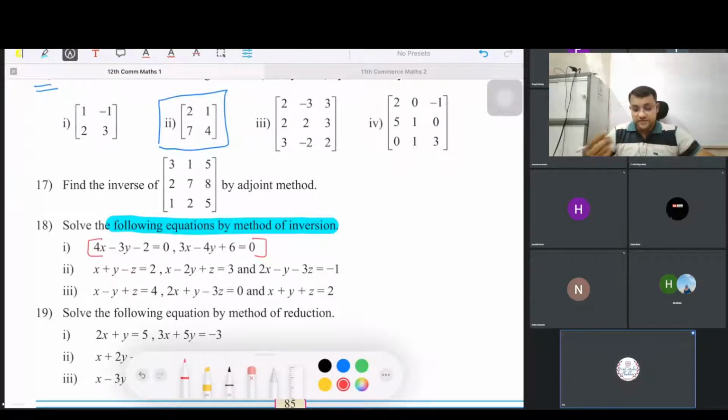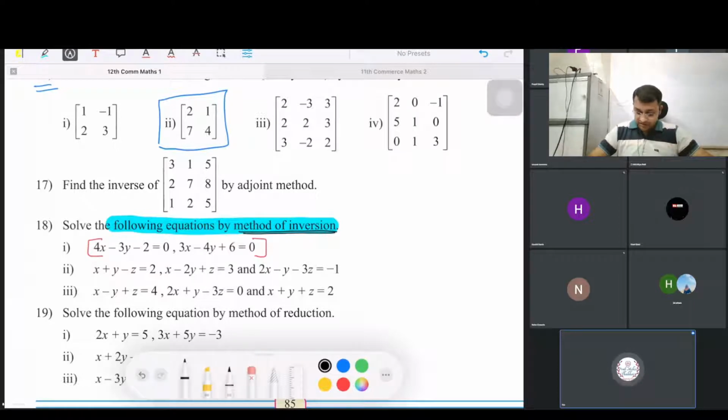Okay, if someone finds the transformation method easy, you can stick to that. If someone finds adjoint method easy, you can go ahead with that. It's completely your choice, but just see to it that the question is asking over here the method of inversion. The method of inversion is used for solving the equations. Solving the equations means to get the values of x and y. So you have to keep this small thing in mind.